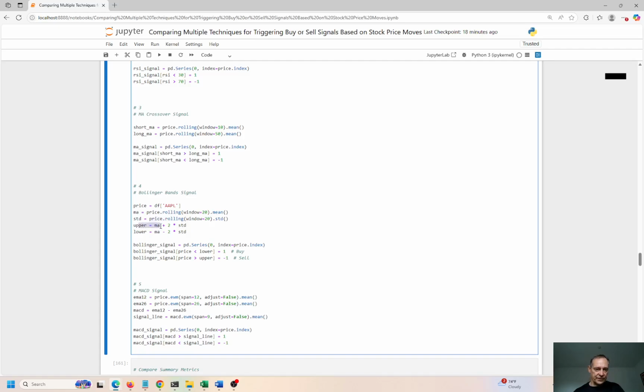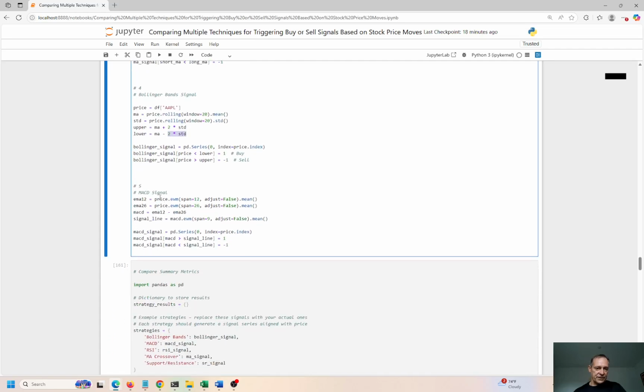Bollinger Bands, again, we're looking at the moving average and the standard deviation of prices. Moving average plus 2 times the standard deviation, this is the upper Bollinger Band. Moving average minus 2 times the standard deviation, this is the lower, right? And then the 5th strategy was MACD, moving average convergence and divergence. Again, we're looking back 12 days and 26 days. 12 minus 26 is the moving average convergence divergence, and we're looking at signals. If the MACD is greater than the signal line, then the stock is moving up, right? The trend is up, and if MACD is less than the signal line, it's going down. Okay, so that is the concept.